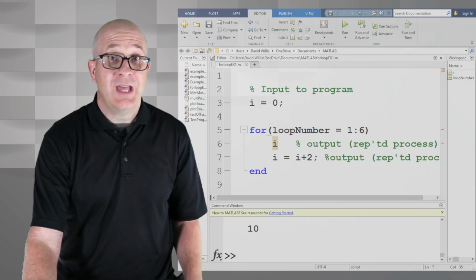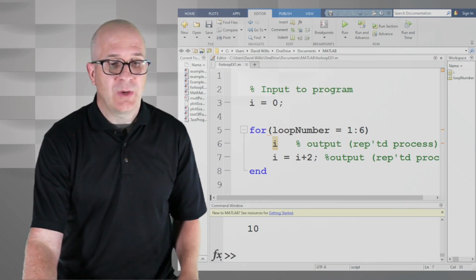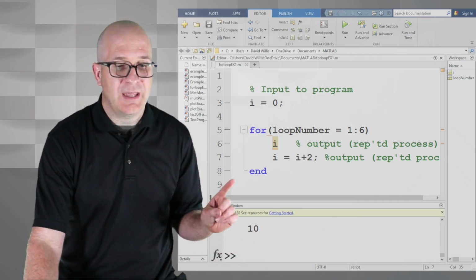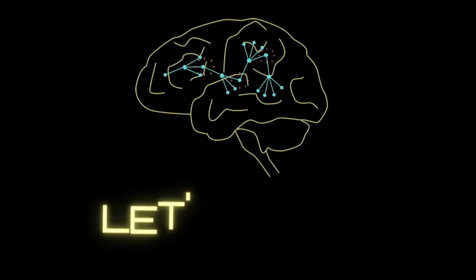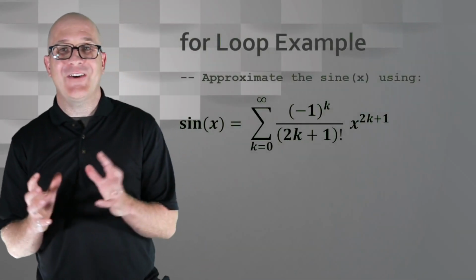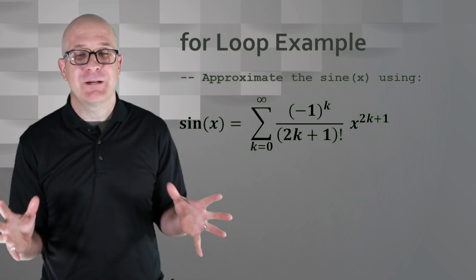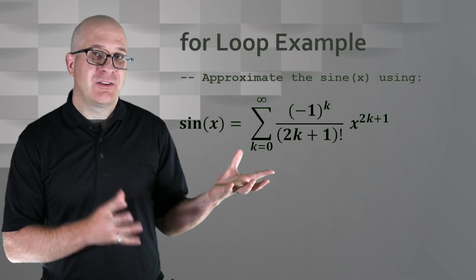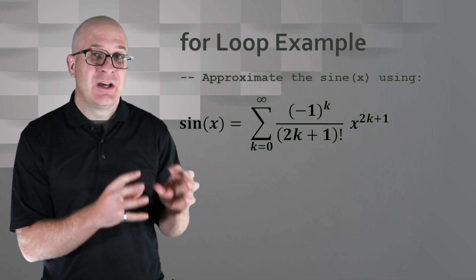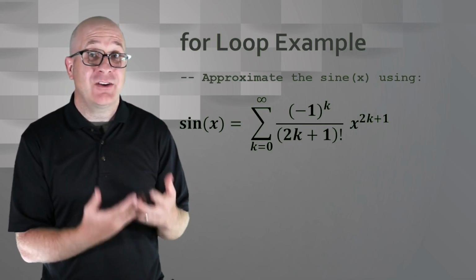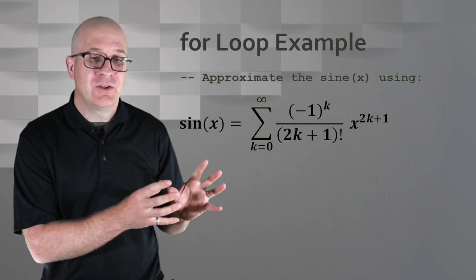So what we're going to do now is we're going to actually go into a little bit more complicated for loop. So let's go try another one. All right, so the second for loop example is a little bit more complicated. What I'm going to say is we have last video, we talked a little bit about this idea of sin x being a process inside of MATLAB that is a calculation to create the value for sine of x.